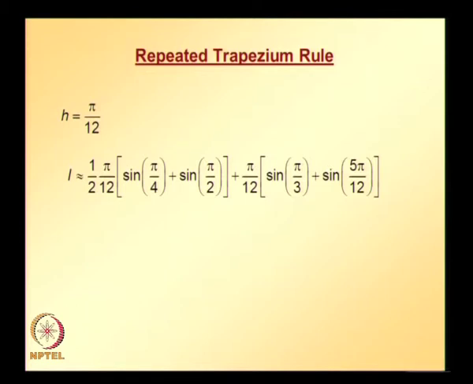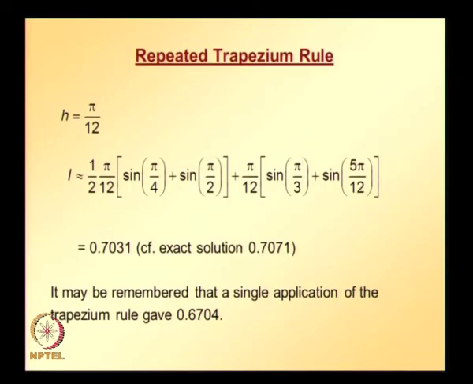as given in this equation, and simplification of this results in this value 0.7031, and a comparison of this with the exact solution, which is 0.7071, shows that the accuracy is improved. It may be remembered that a single application of the trapezium rule gave 0.6704.